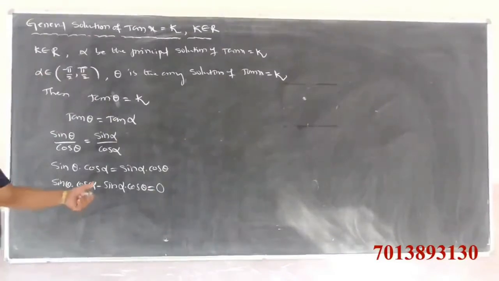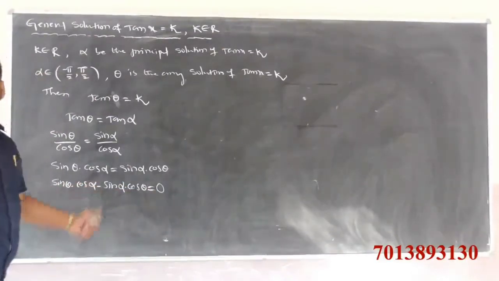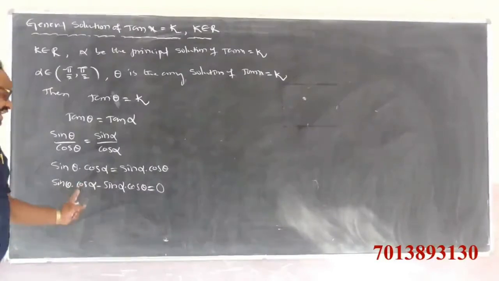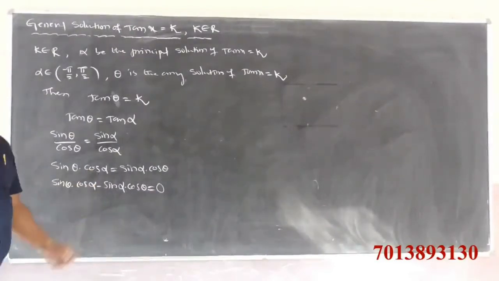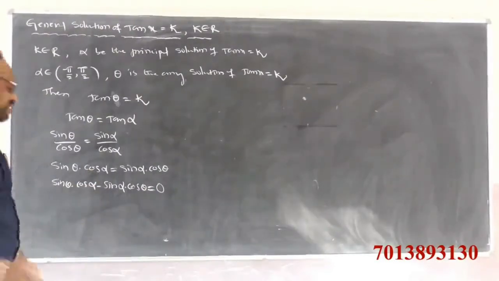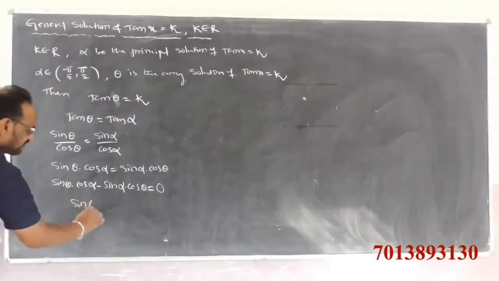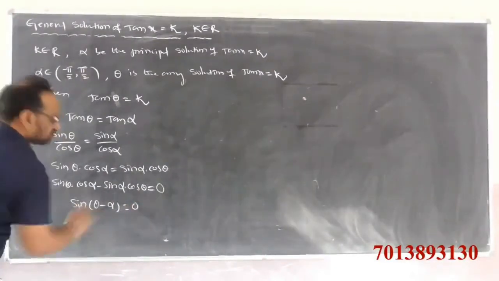Clearly, this is of the form sin A cos B minus cos A sin B. Already we know that this is sin A minus B. So this can be written as sin theta minus alpha equals 0.